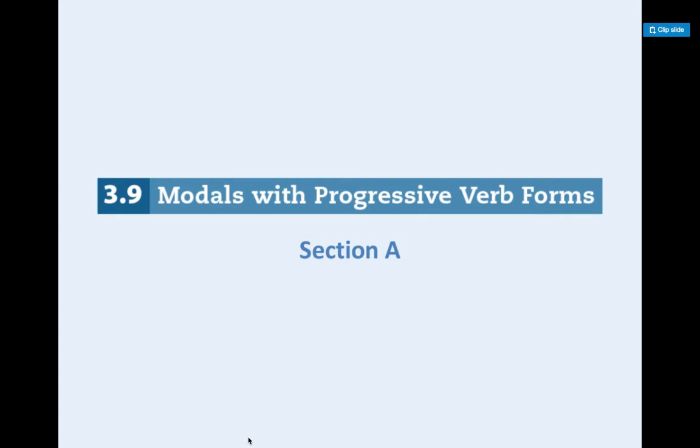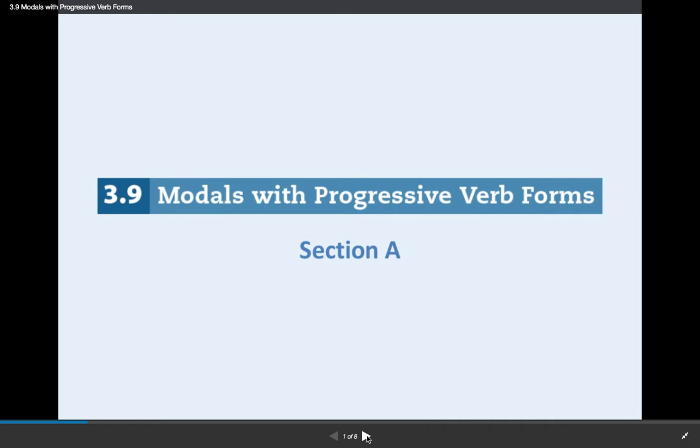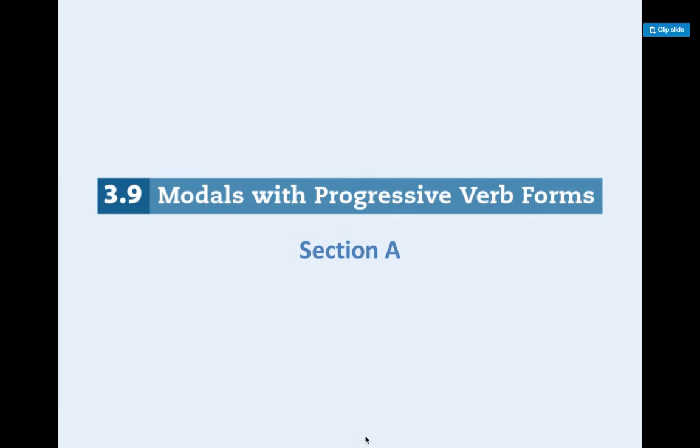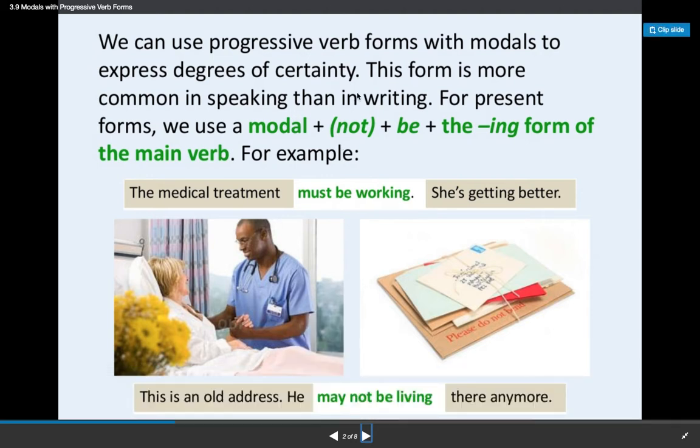Okay, the last thing we'll work on in this unit is the modals with progressive verb forms. For example, we can use progressive verb forms with modals to express degrees of certainty. This form is more common in speaking than writing. And for present forms, it's modal or modal plus not, and then be, the base form, and then the ing form of the main verb.